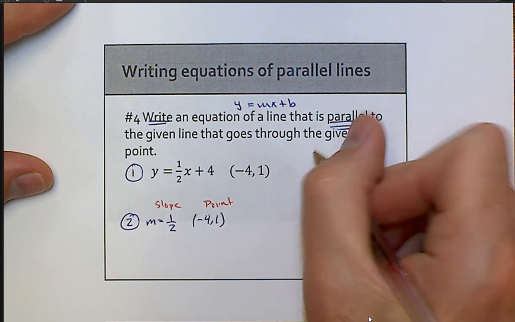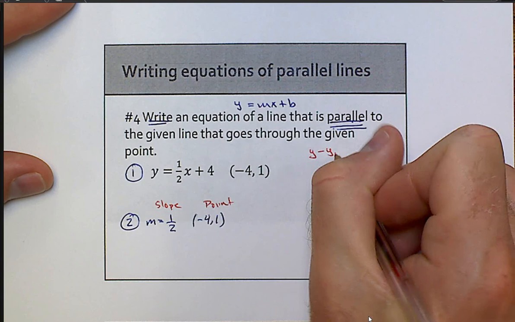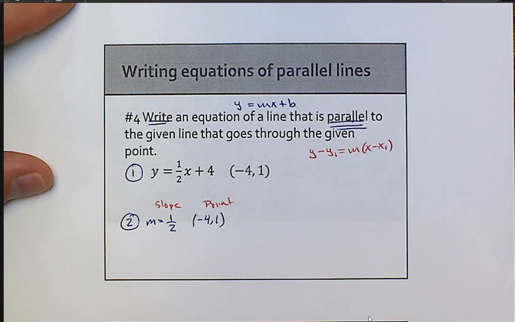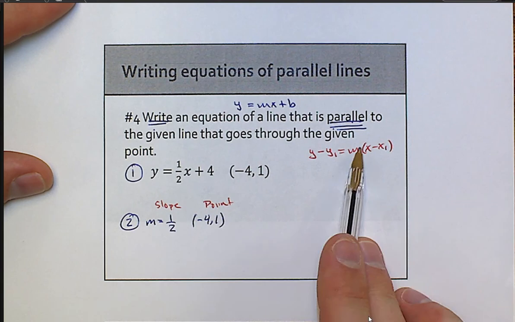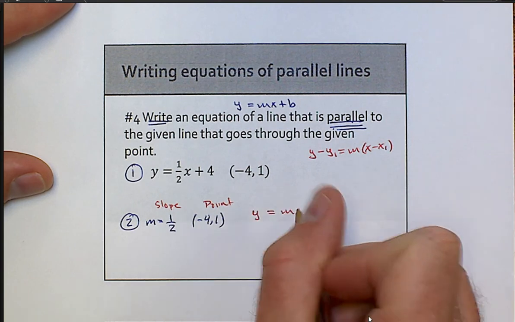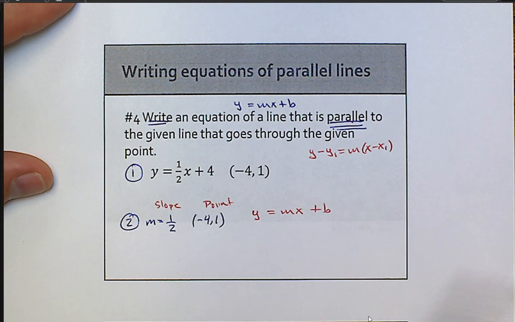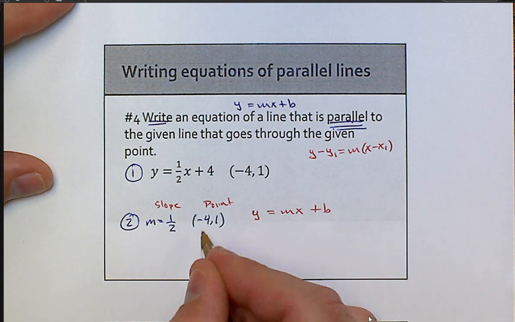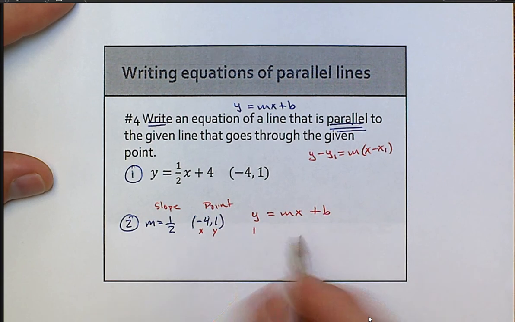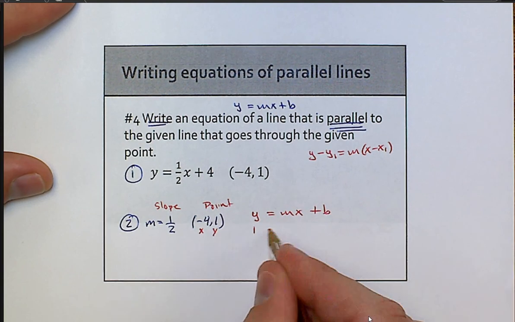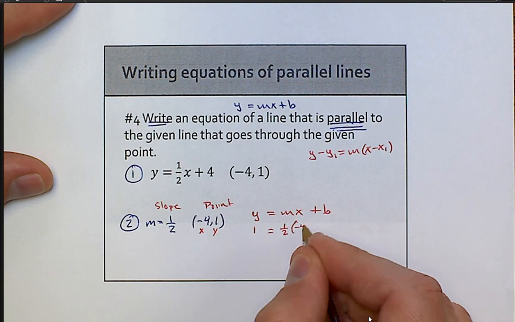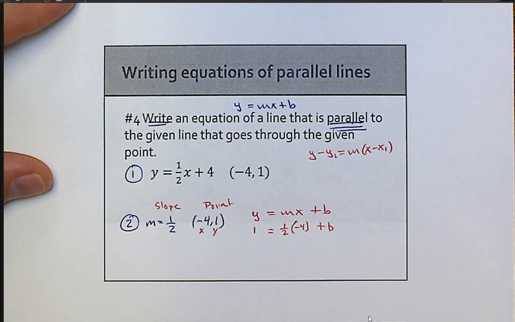Remember, point-slope form is y minus y1 equals slope times x minus x1. Point and a slope, point-slope form. I just prefer to use y equals mx plus b, and I'll show you how it works. I plug in my x, which is -4, and my y, which is 1, so 1 goes in for y. My slope is 1/2. My x value is -4, plus b, and I'm solving for b. I'm just finding my y-intercept.